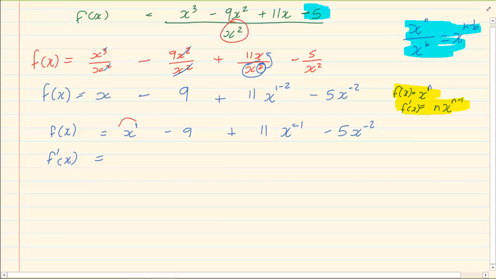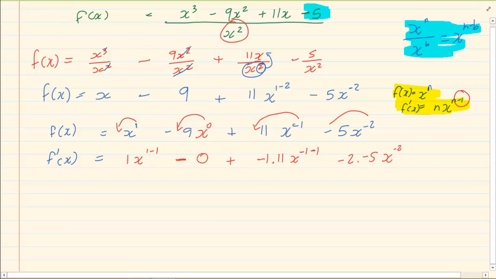So we're going to bring it in front. We've got 1x to the power 1 minus 1, minus. Now what is this? We know this is x to the power 0. So immediately as soon as I take it in front, it's a 0. Plus, we bring this over. So we've got minus 1 times 11 x to the power of minus 1 minus 1. Can you see? The rule says add a negative 1. So we still have to add a negative 1. Then we've got minus 2 times minus 5 x to the power of minus 2 minus 1. What you notice is the x's are always decreasing by 1.